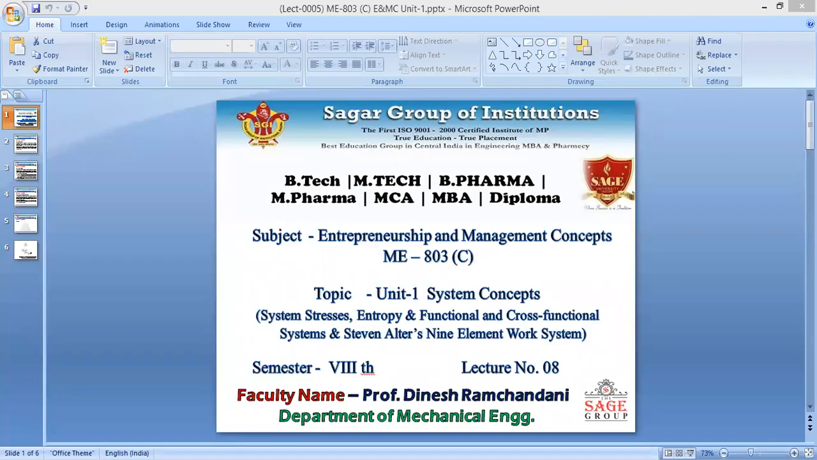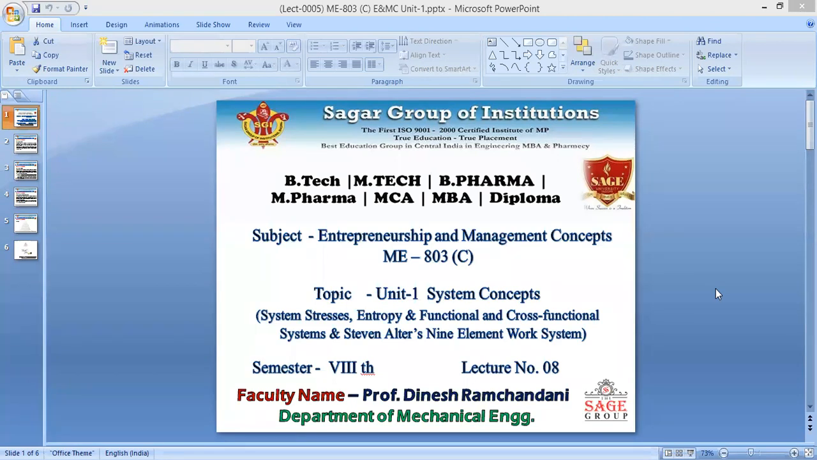Okay, let us start the work of today. Today we'll see the last topic of Unit 1, that contains system stresses, entropy, functional and cross-functional systems, and lastly, Stephen Alter's 9-element work system.